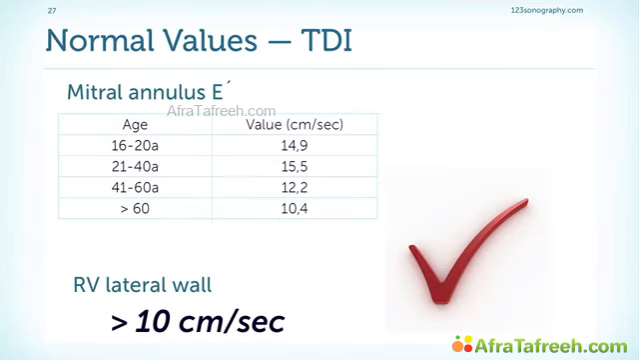The normal values for tissue Doppler are seen here, and what you immediately see is that the mitral annular velocity varies with respect to age, and the maximum velocity across the right ventricle should be above 10 centimeters per second.